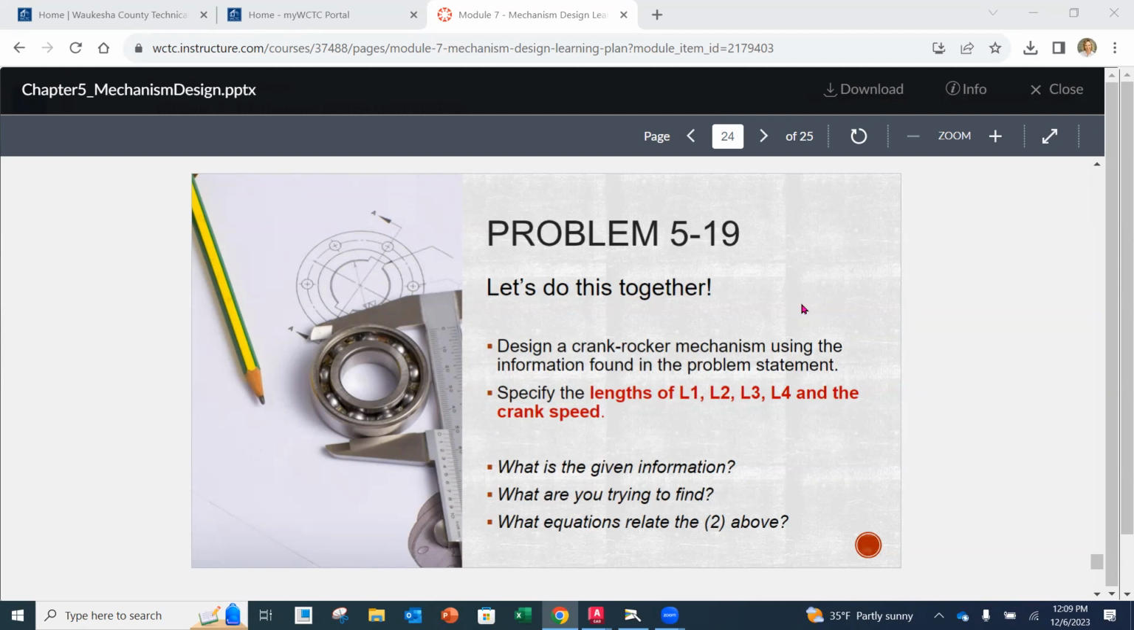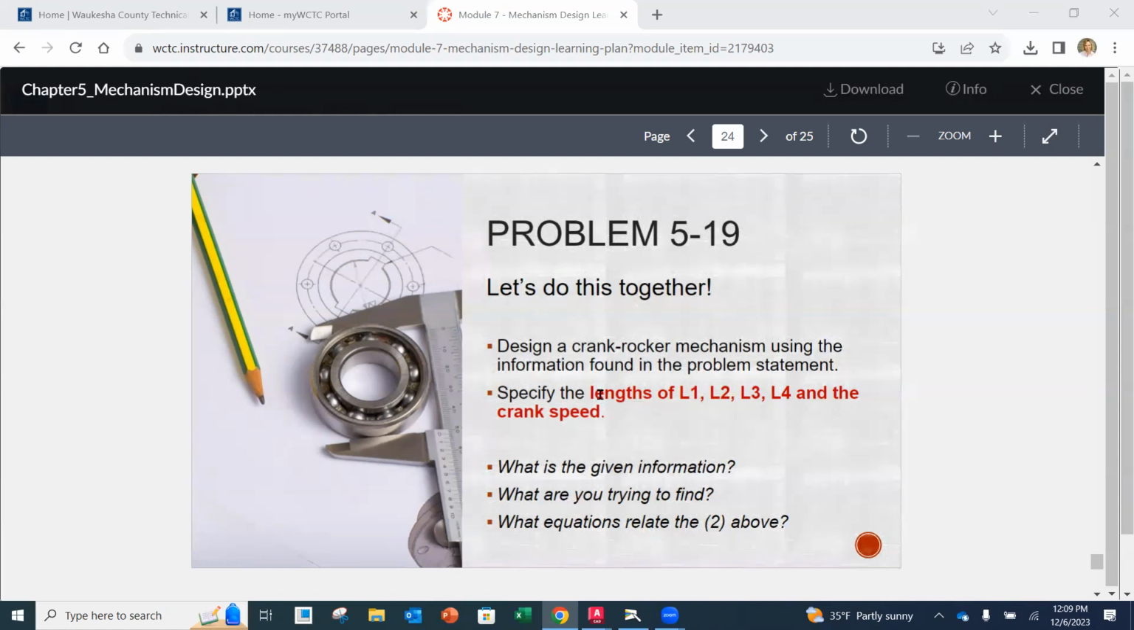But in this case, we're going to have a little bit more creativity that we can exercise, and we're going to be able to pick some of these values based on the prescribed motion. Okay, that's going to help us. So I want to walk through this problem number 5-19, because this is going to be similar to the very last homework problem that you have, which is going to be 5-20 for this module.